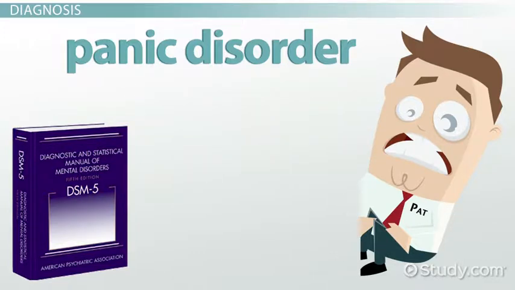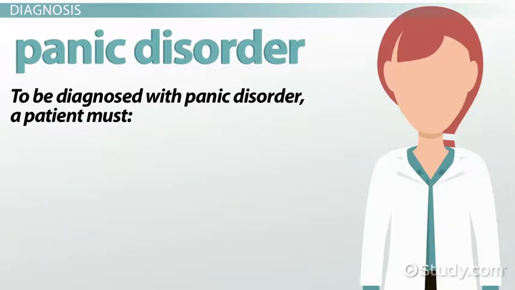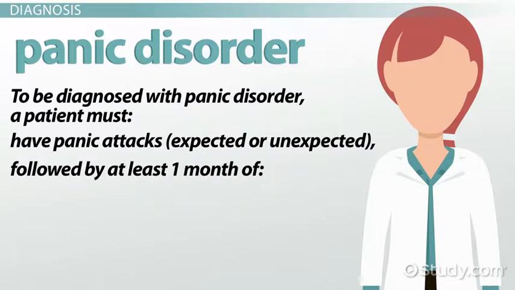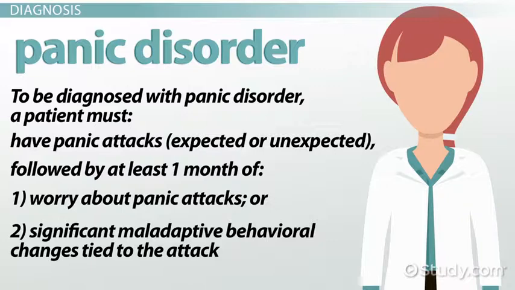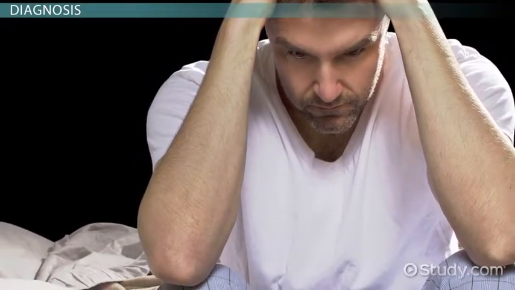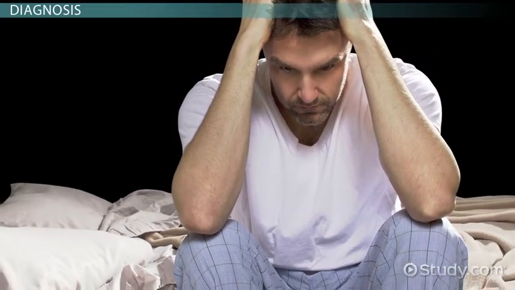You flip to the page that describes panic disorder to see if Pat meets the criteria. To be diagnosed with panic disorder, a patient must have panic attacks, expected or unexpected, followed by at least 1 month of number 1, worry about panic attacks, or number 2, significant maladaptive behavioral changes tied to the attack. We know that Pat has had panic attacks, so he fits the first part of the description. But what about the second part, at least 1 month of worrying or changing his behavior for the worse?